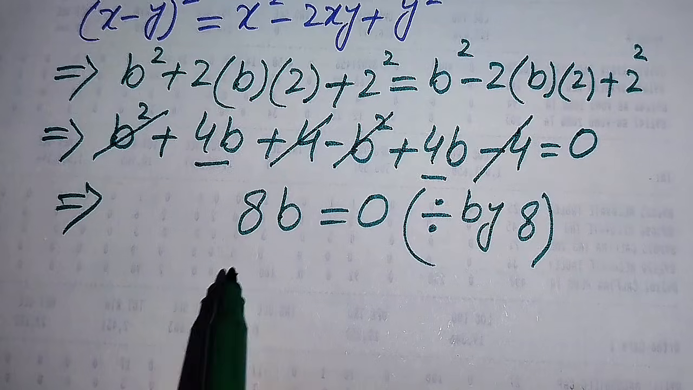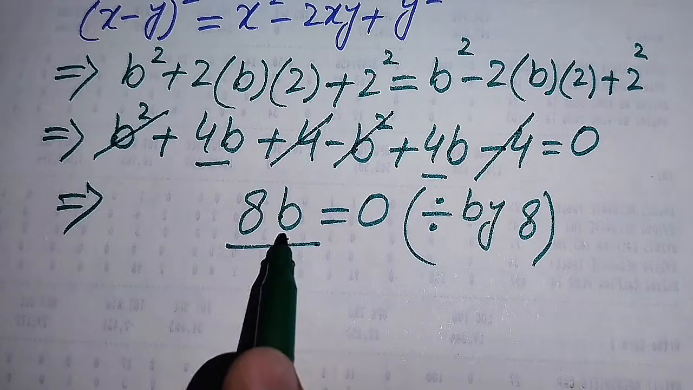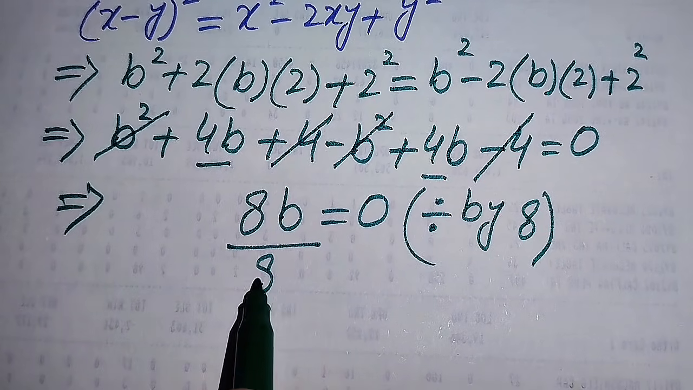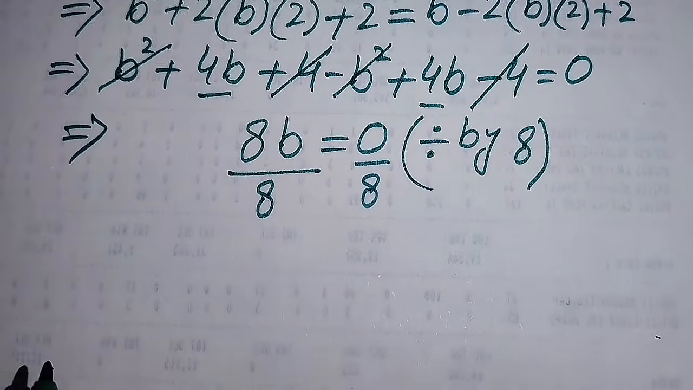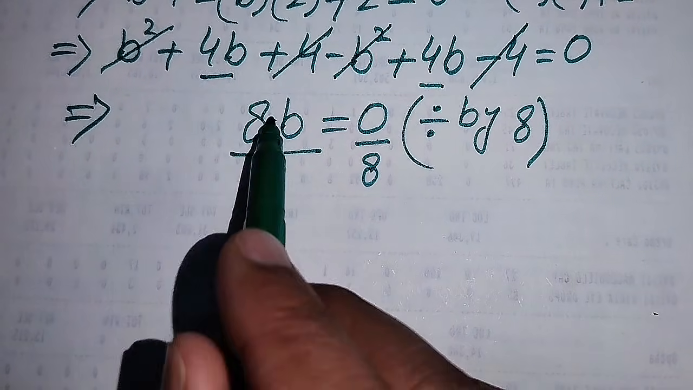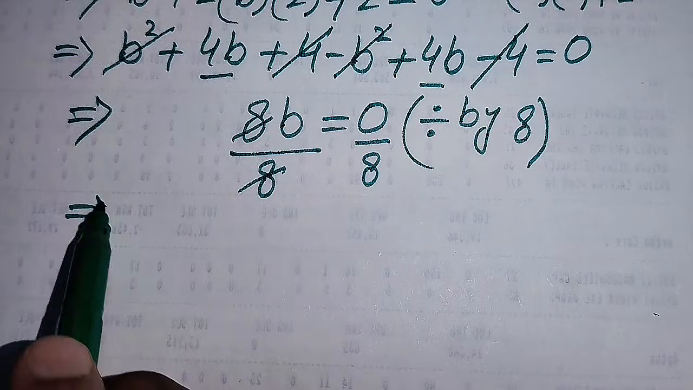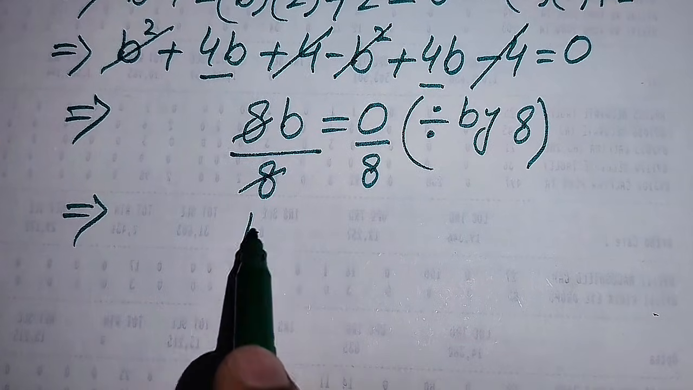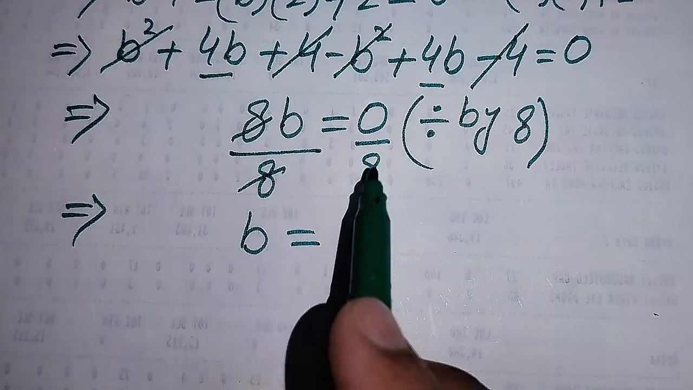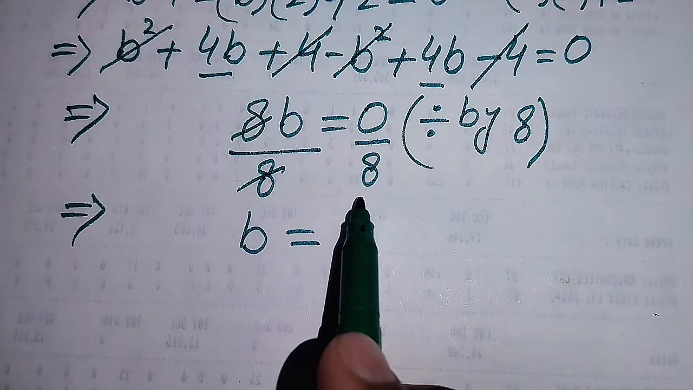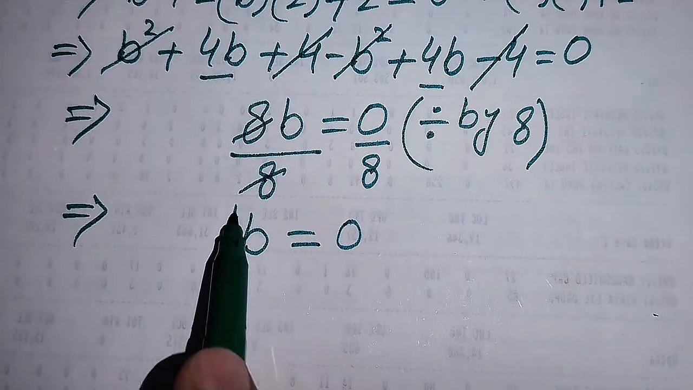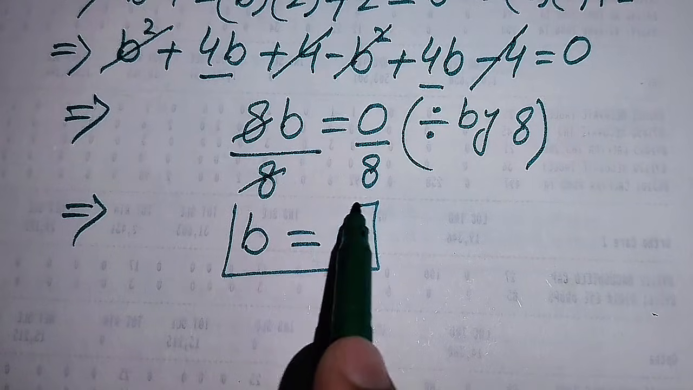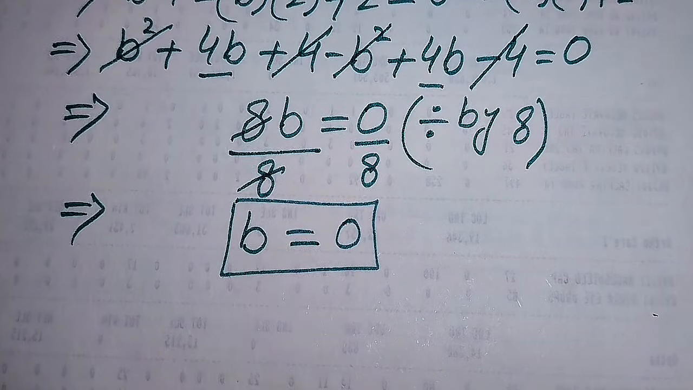So when we divide both sides by 8, it will be written as 8b divided by 8 equals 0 divided by 8. Now you see that this 8 and this 8 are cancelled out by each other, and we get b on the left, and on the right 0 divided by 8, and when we divide 0 by 8 we get 0. So this is the value of b which we get here in the first method.